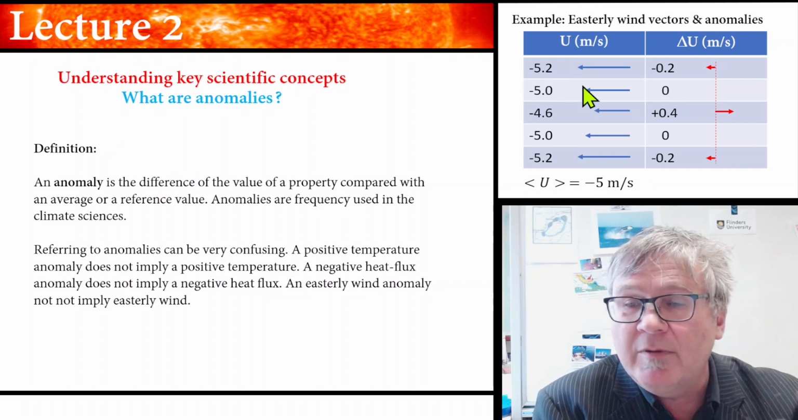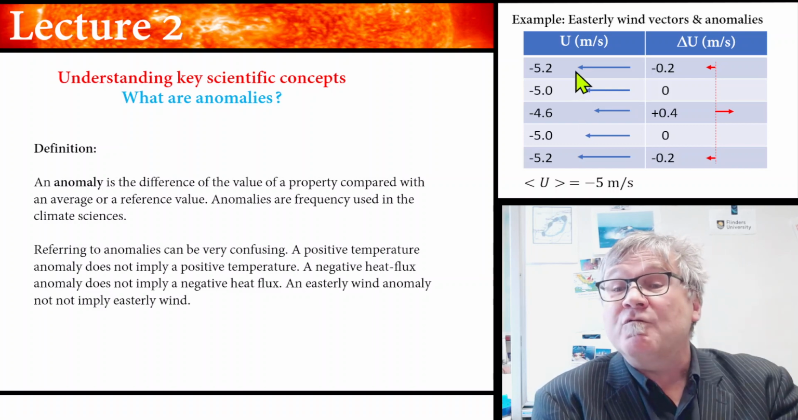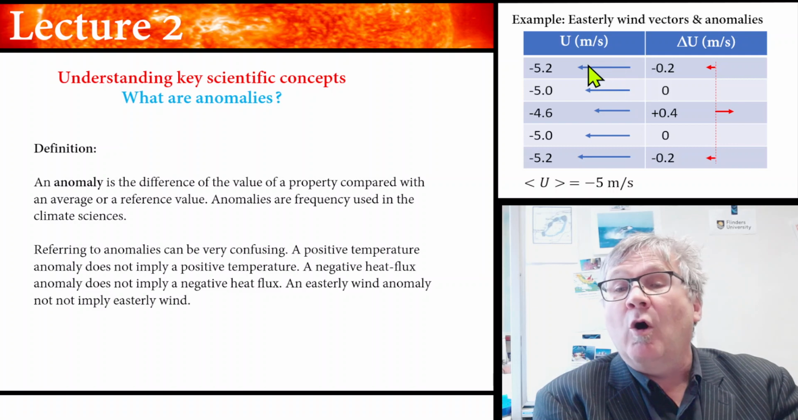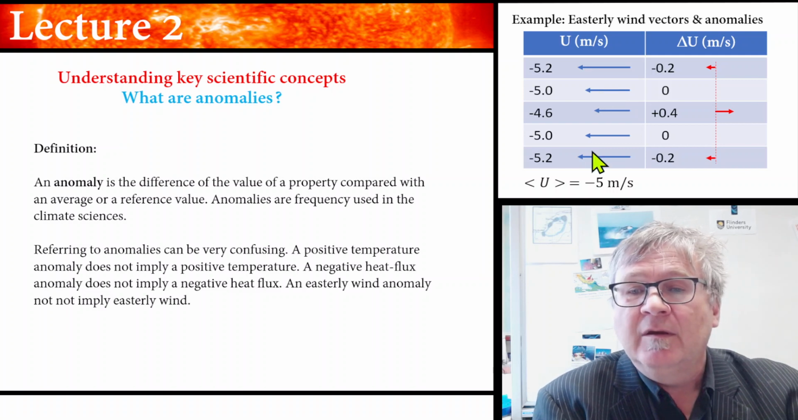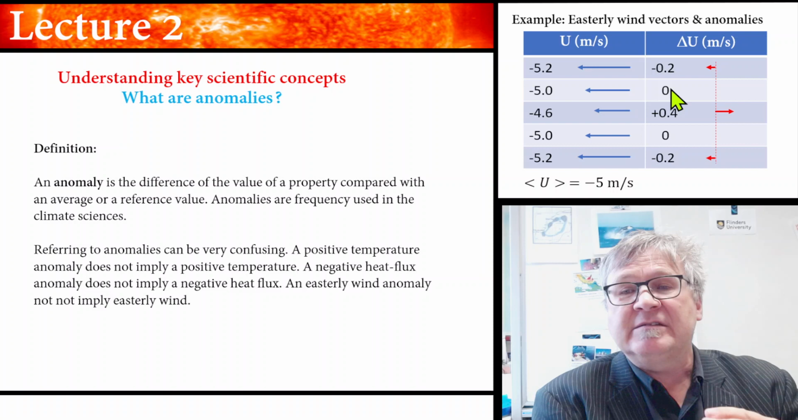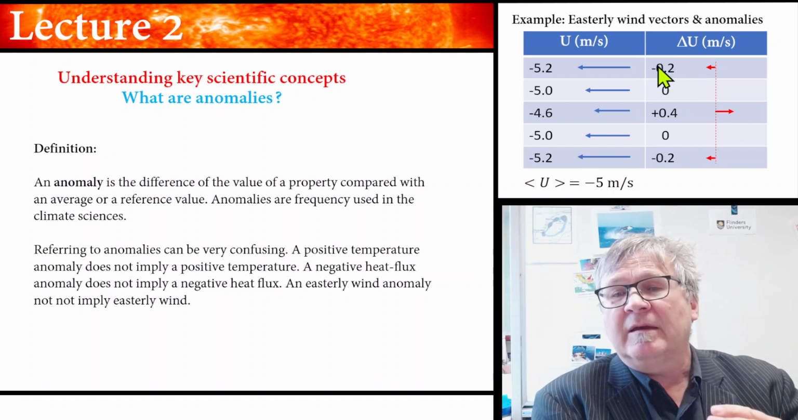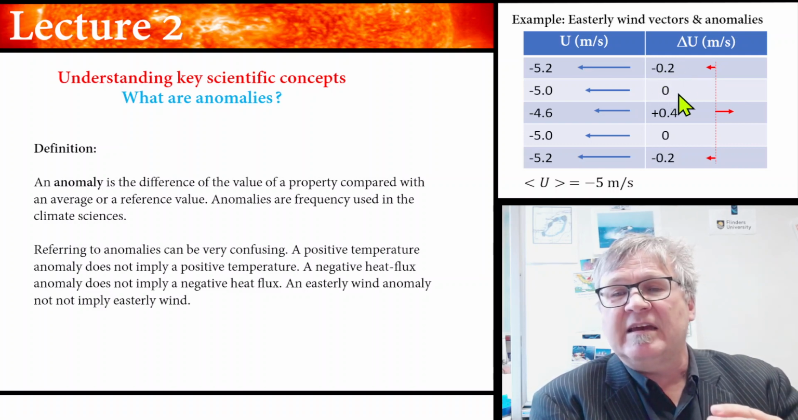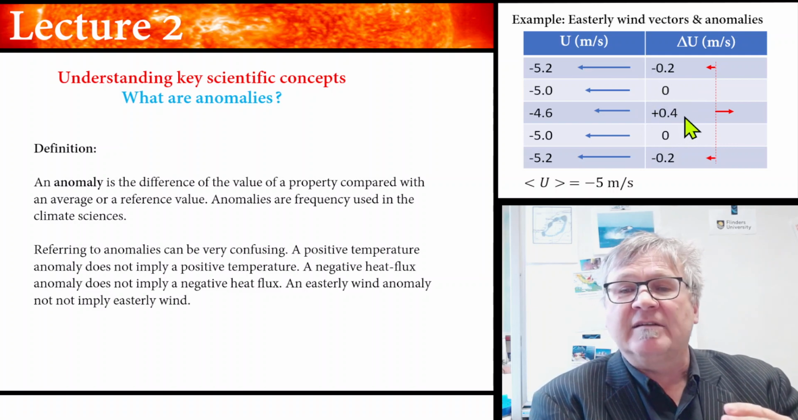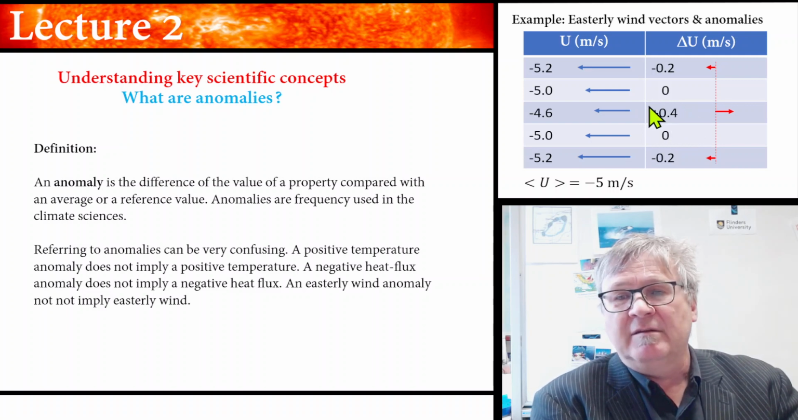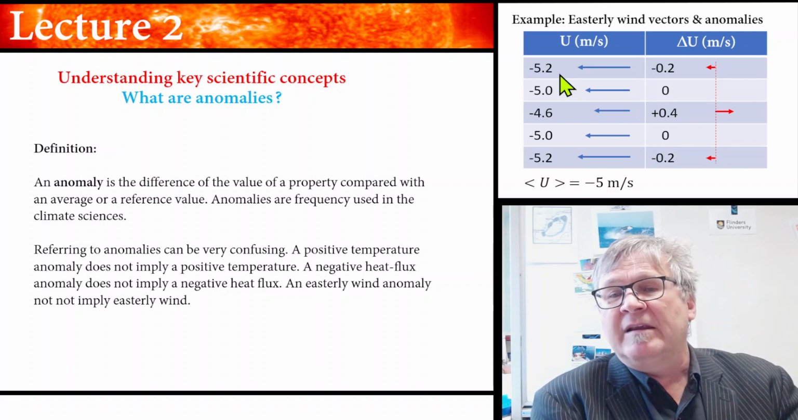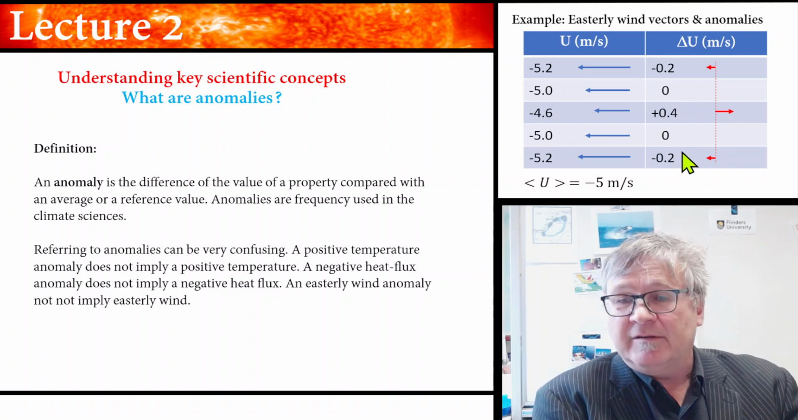So now we talk about anomalies. The reference here is the average. It's always important, if you talk about anomalies, to specify what the reference is. You can see the first event here is smaller, it's minus 5.2. The second one is the same, no change. And here, in the middle, the event has a positive anomaly. It's 0.4 meters per second, because it's not minus 5, it's only minus 4.6. So it's a positive anomaly. And here you have a negative anomaly.